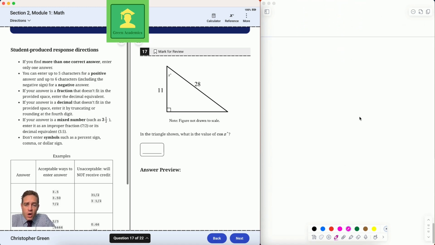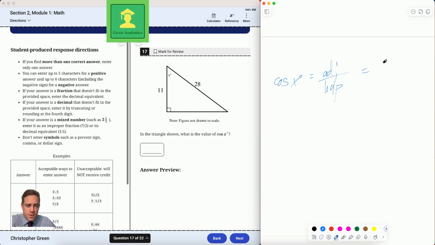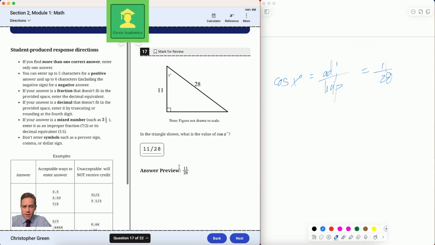What is the value of cos of x degrees? Well, the definition of cos is adjacent over hypotenuse. So cos of x degrees is adjacent over hypotenuse in a right triangle, which is 11/28. And I think you could just write it as 11/28.